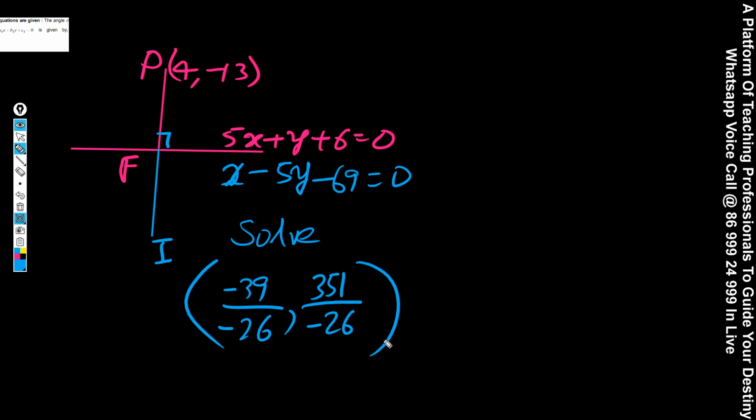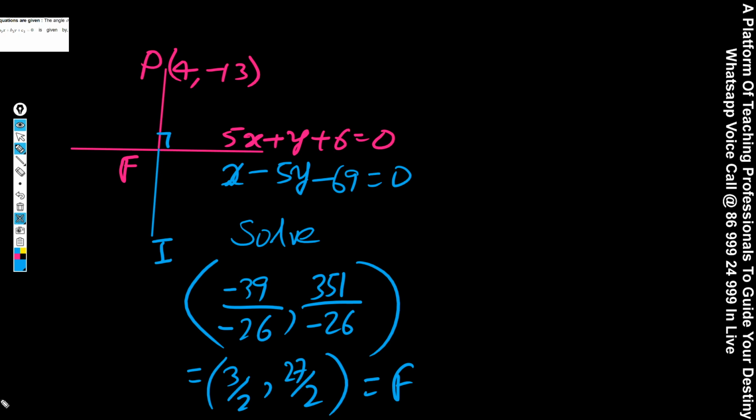What is it now? 3 by 2, comma, 13 goes for 2 times 91, 27, so 27 by 2. (3/2, 27/2) is nothing but the foot, please.